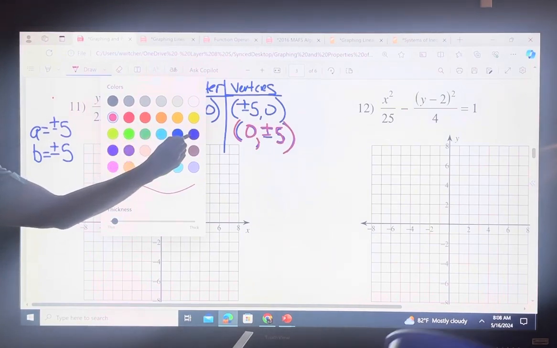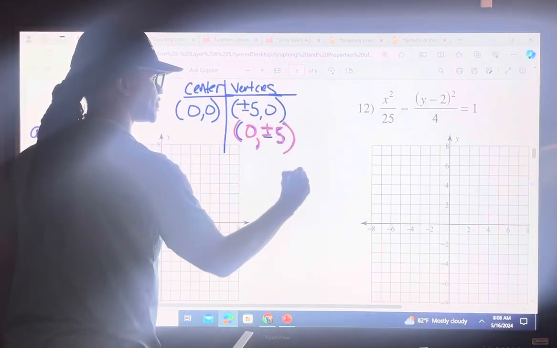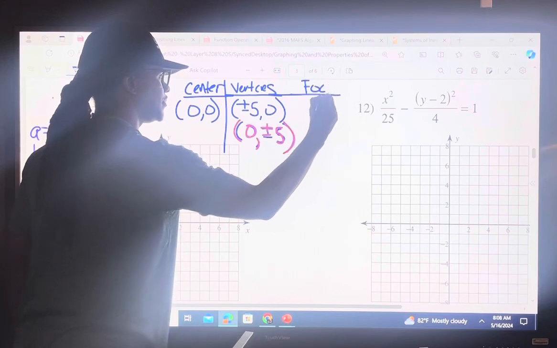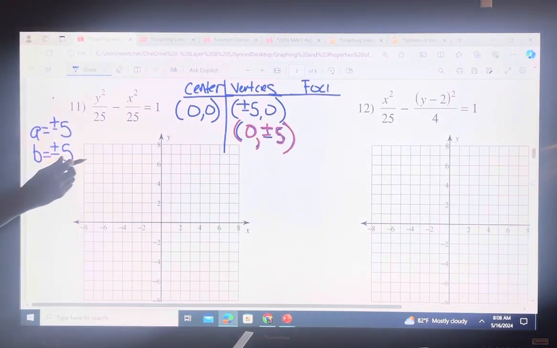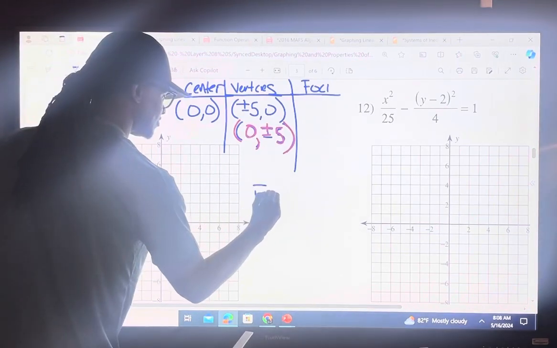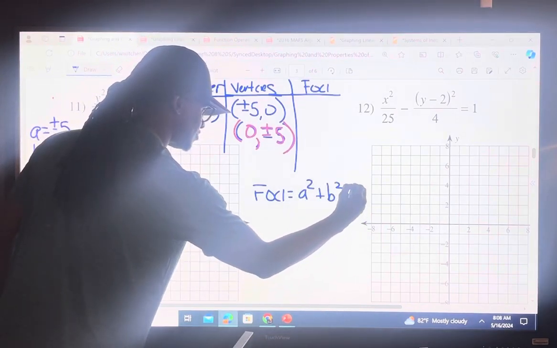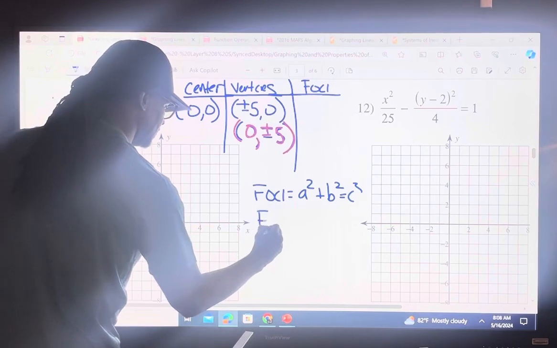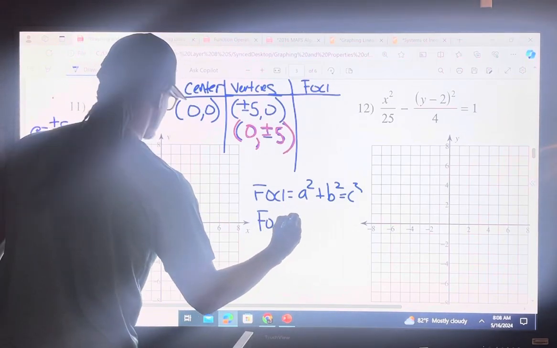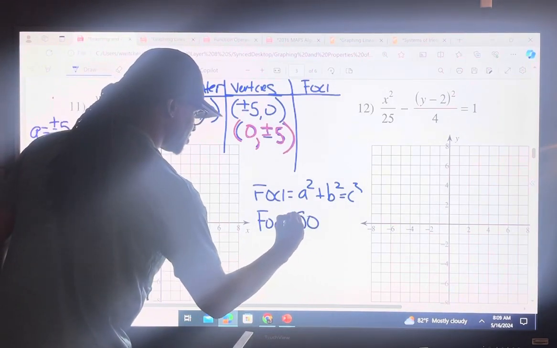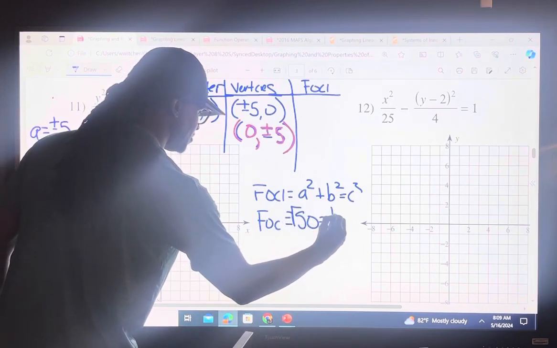Yeah. That'd be C squared equals A squared plus B squared. Now remember, thank you, Josh, that this time with the hyperbolas, the foci is different. You add the A squared and the B squared. So your foci in this case will be 50, but you got to take the square root of 50, making it plus or minus what?